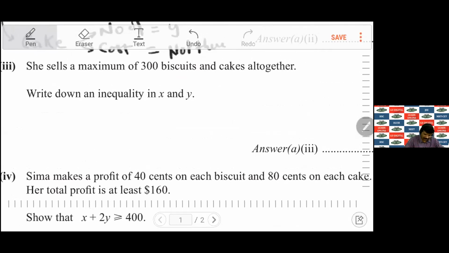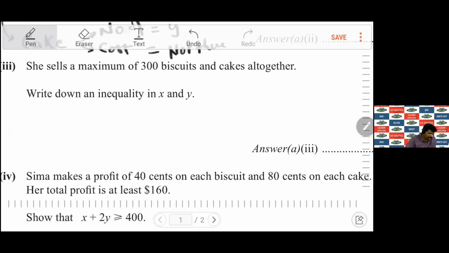Sanidhi, you tell me what is written on the screen. She sells a maximum of 300 biscuits and cakes altogether. Write down an inequality in X and Y. Now, what is this 300? Maximum number of biscuits and cakes she sells together. So, what is 300? The maximum numbers of cakes and biscuits.